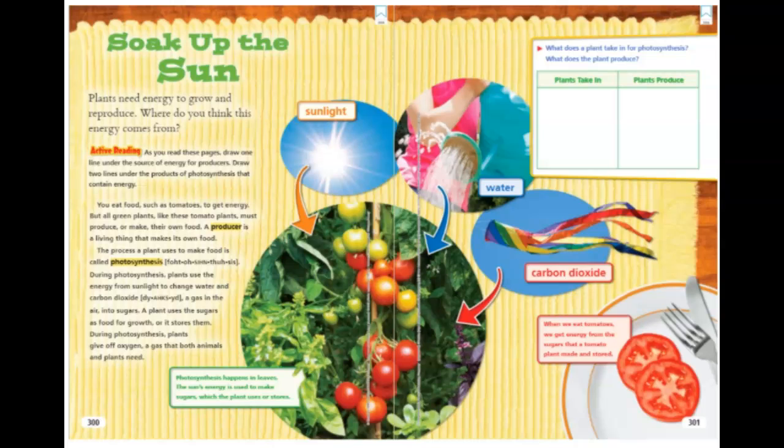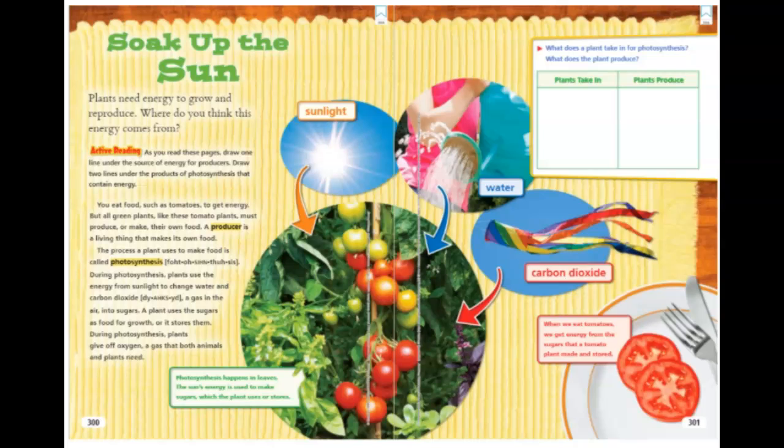You eat food, such as tomatoes, to get energy, but all green plants, like these tomato plants, must produce or make their own food. A producer is a living thing that makes its own food. The process a plant uses to make food is called photosynthesis. During photosynthesis, plants use the energy from sunlight to change water and carbon dioxide, a gas in the air, into sugars. A plant uses the sugars as food for growth, or it stores them. During photosynthesis, plants give off oxygen, a gas that both animals and plants need.